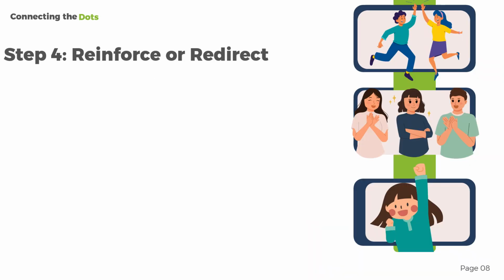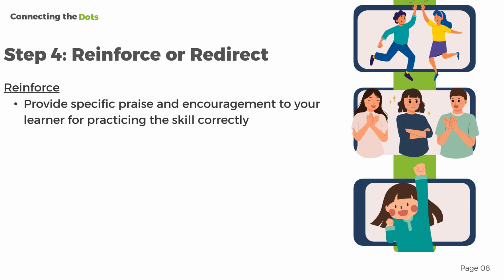The fourth step is reinforce or redirect, as ways to provide feedback to your learner after they practice the skill. To reinforce, you will want to give behavior-specific praise and encouragement to your learner for all parts of the skill they performed correctly. You also want to make sure to highlight the important skills that your learner may have needed help with or skills that you are pleased to see that they have completed.